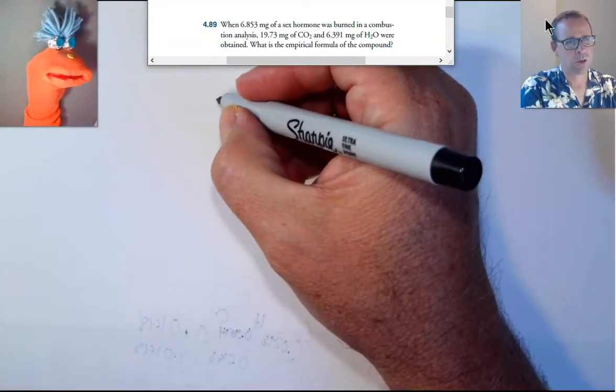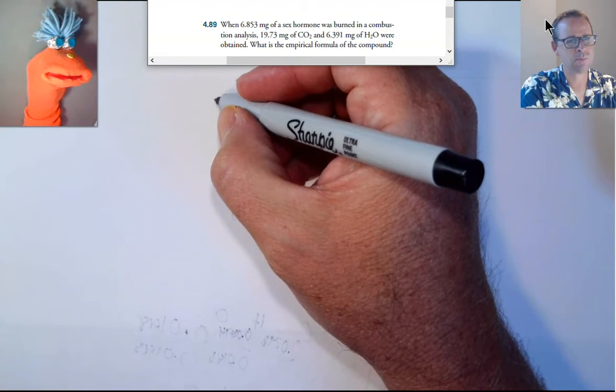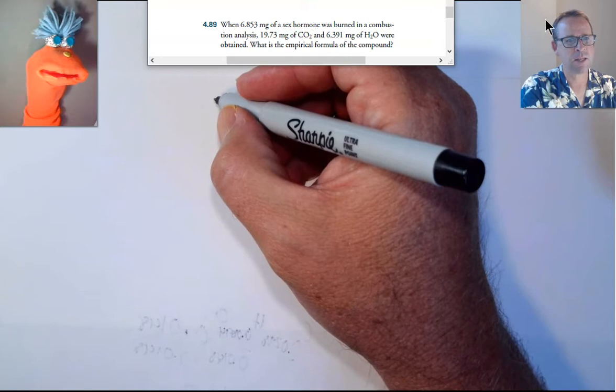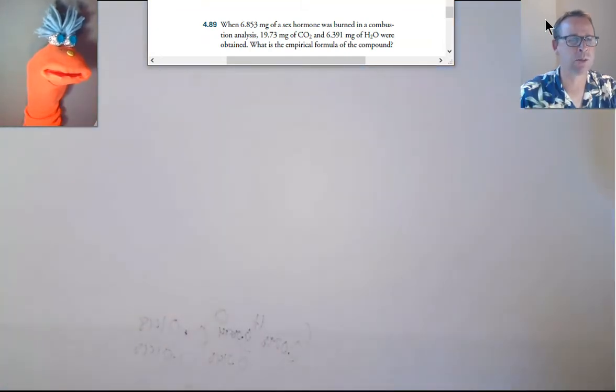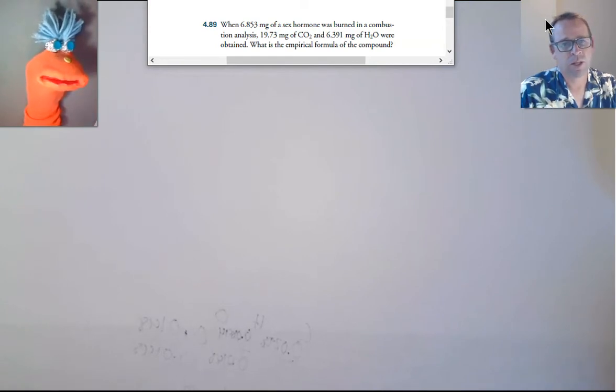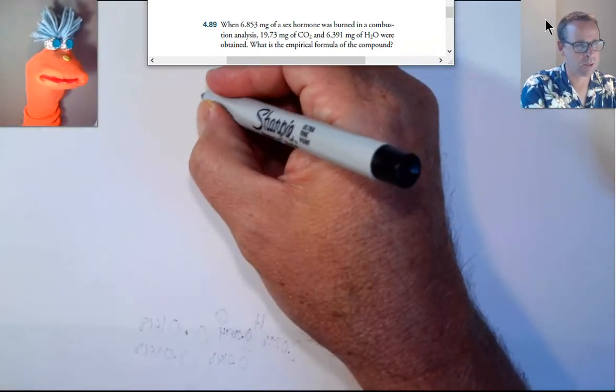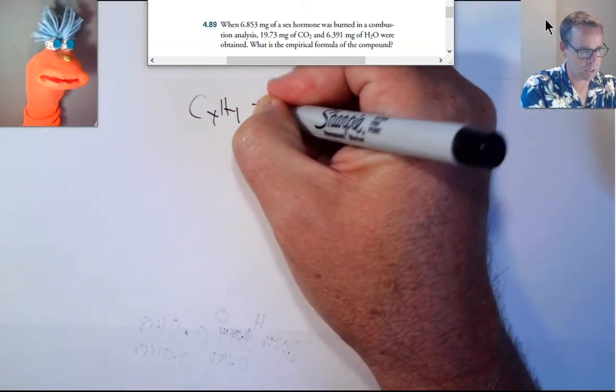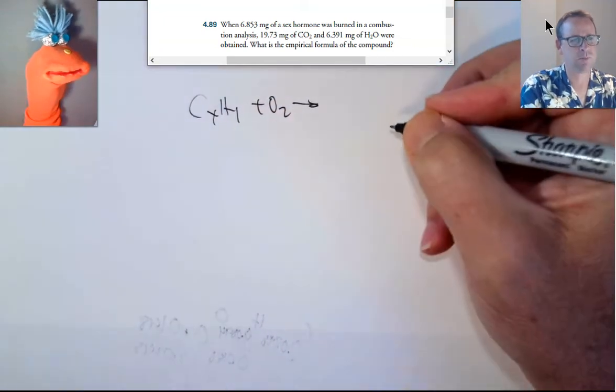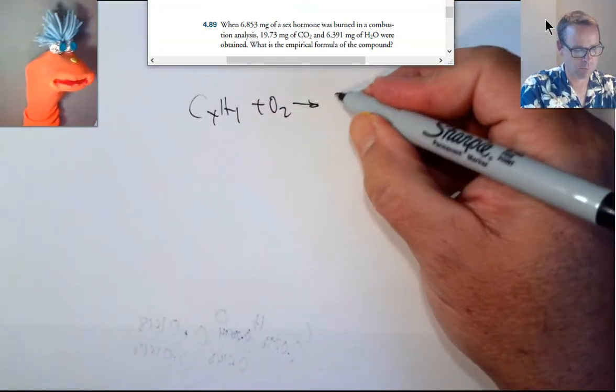Very good. So we got carbon dioxide and water. It doesn't say anything about there being oxygen in this compound. It doesn't even say what the chemical formula for it is, or even if it has anything other than carbon or hydrogen. So we just assume that it's carbon and hydrogen. CxHy combined with oxygen. What are our products going to be? Carbon dioxide and water.